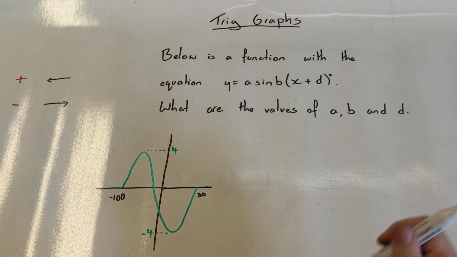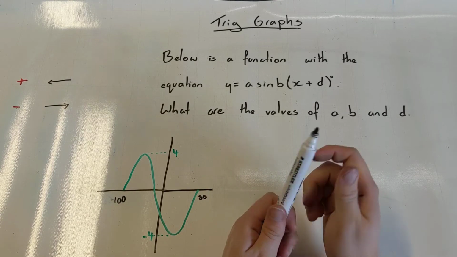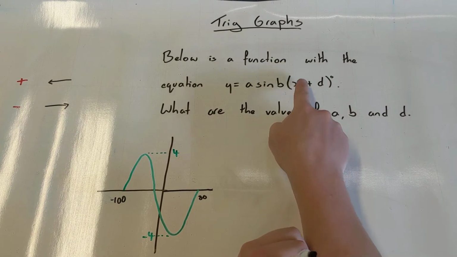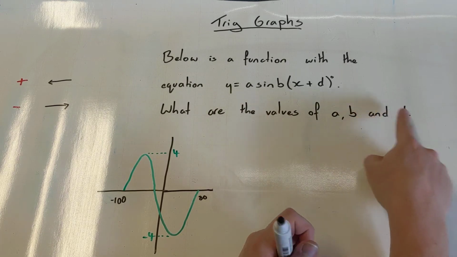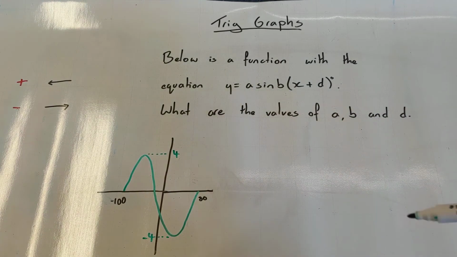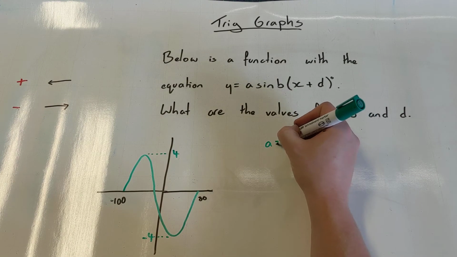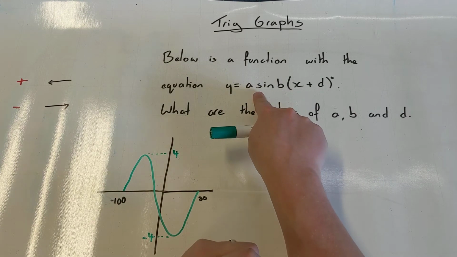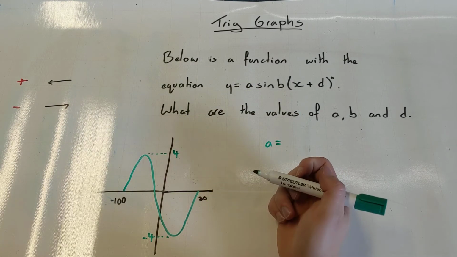So here we go. We've got a question that says, below is a function with the equation y equals a sine bx plus d. What are the values of a, b, and d here? So to start with, let's deal with a first. A is a number in front, and that's always the amplitude. What is the amplitude of this function?